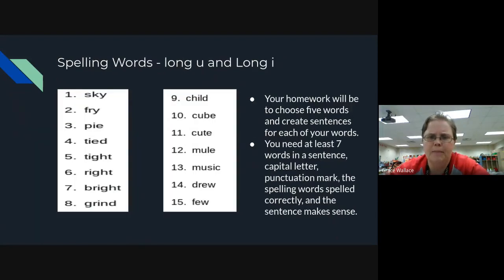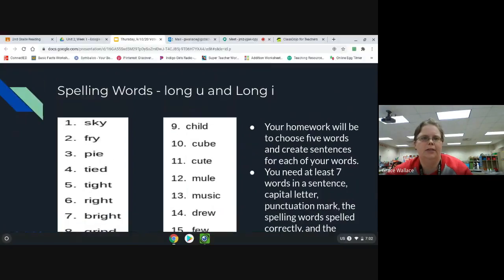And here are your spelling words again. You got that long U and long I sound. Today you're going to choose 5 words and create sentences for each of your words. So if you choose 5 words, you have 5 sentences. You're third graders. You need at least 7 words in your sentence, a capital letter, punctuation mark, the spelling word spelled correctly, and the sentence makes sense. And that's our PowerPoint.